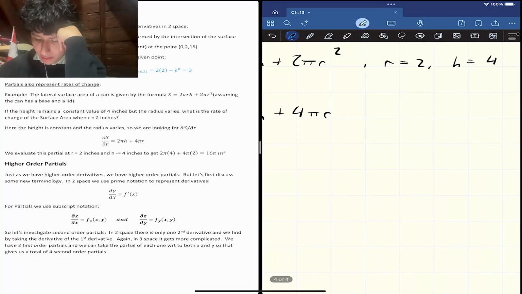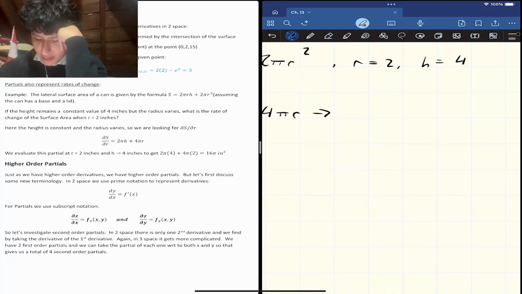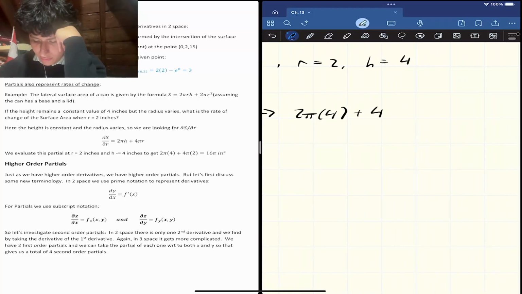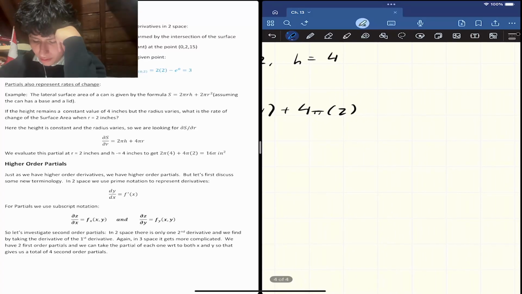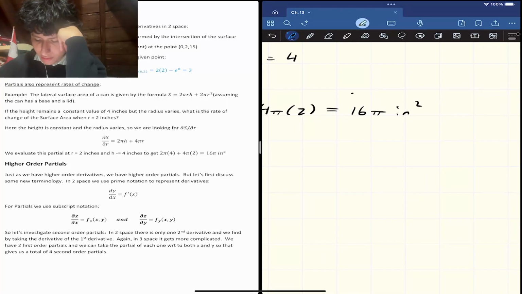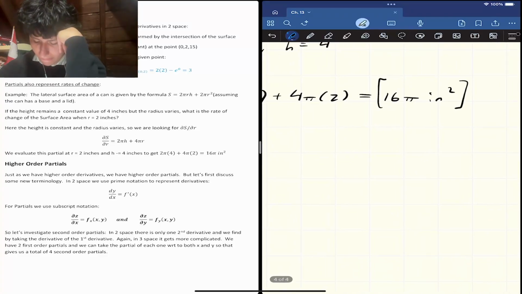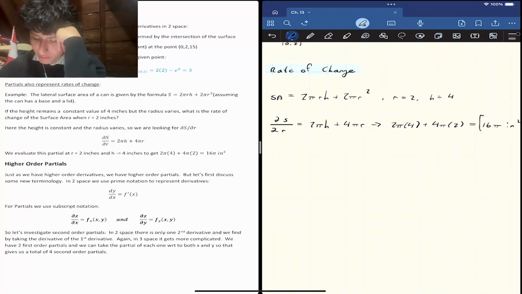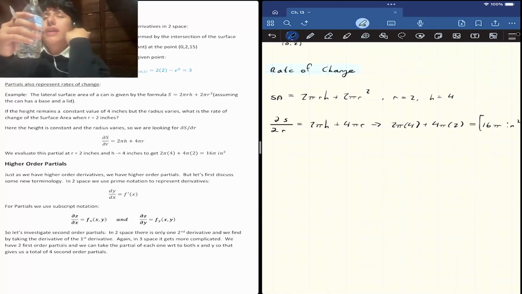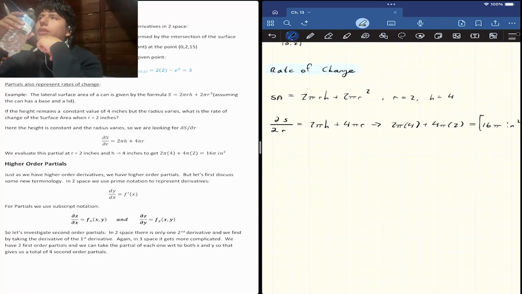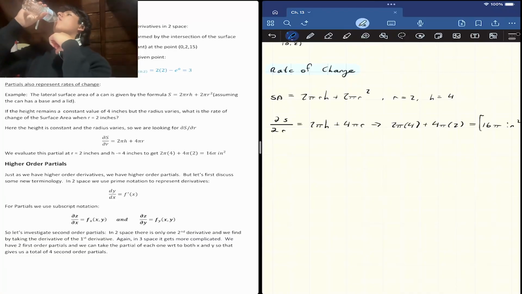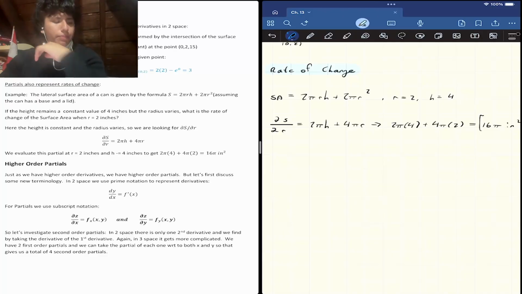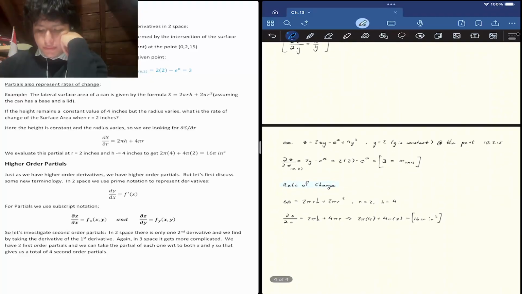And in this case, when we plug in all of our values, we just get 2 pi times 4 plus 4 pi times 2. We get is equal to 16 pi. Seems like this one doesn't use implicit differentiation. I'm pretty sure in like Calc 1 that would be implicit. It's a little interesting. But yeah. Okay.